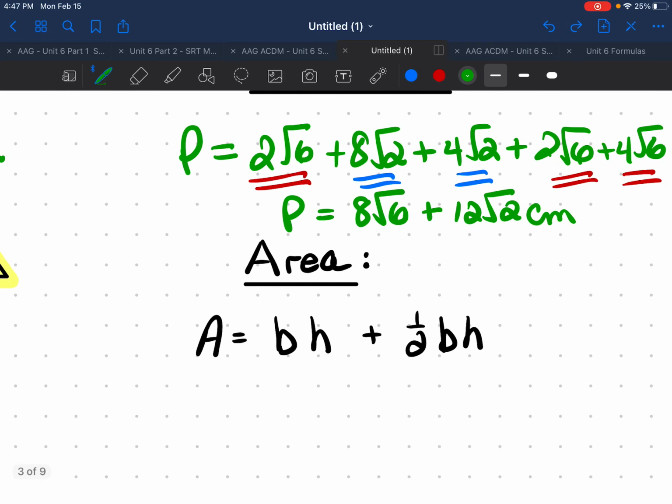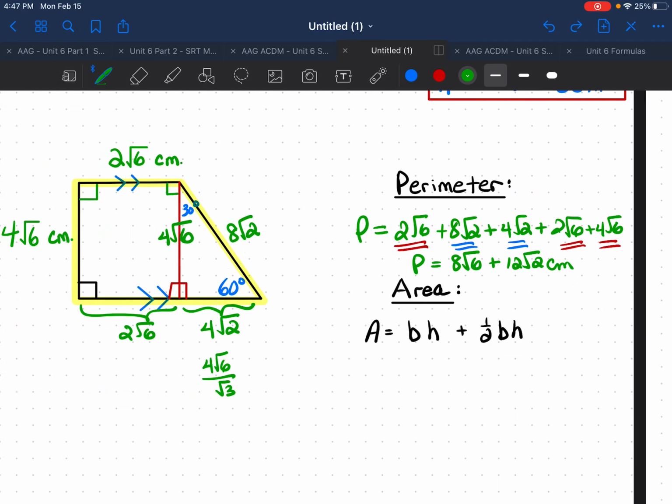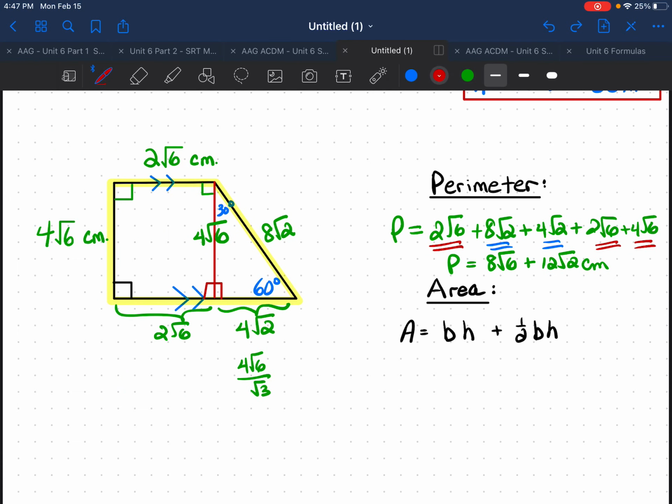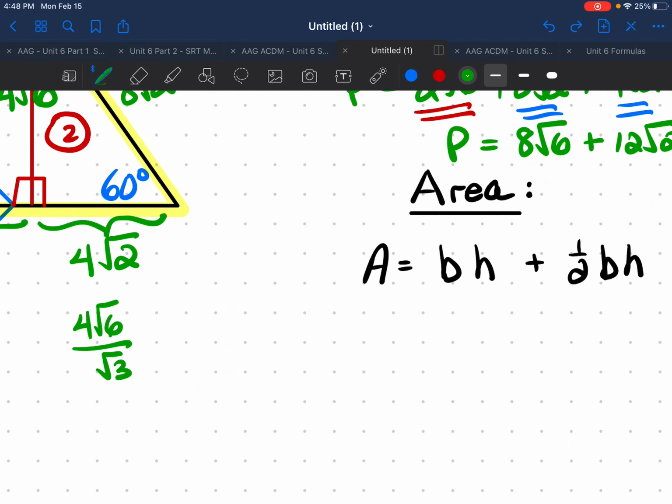Okay, now time for the area. Now we said before we're going to do this in two pieces, okay? So I'm going to have a piece 1 and a piece 2, a rectangle and a triangle. So let's start off with the rectangle first, okay? In the rectangle, we're going to have a base of 2 radical 6 and a height of 4 radical 6. All right, 2 radical 6, 4 radical 6. Let's zoom in there, right?